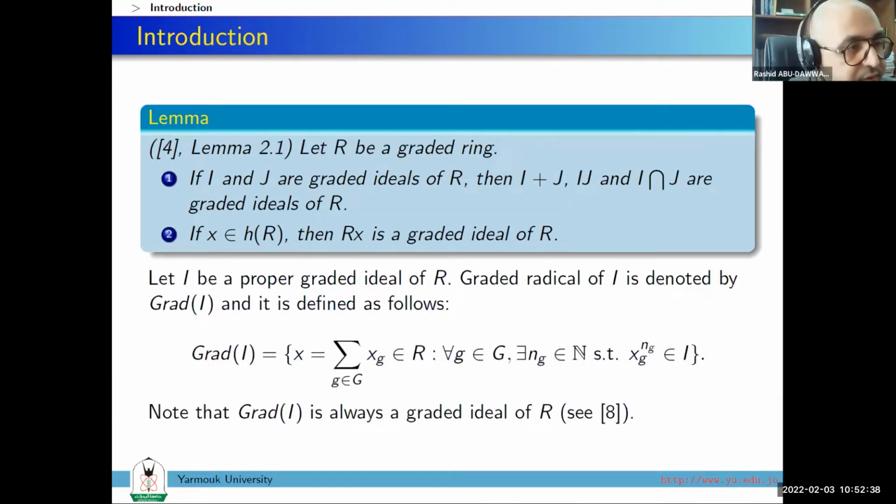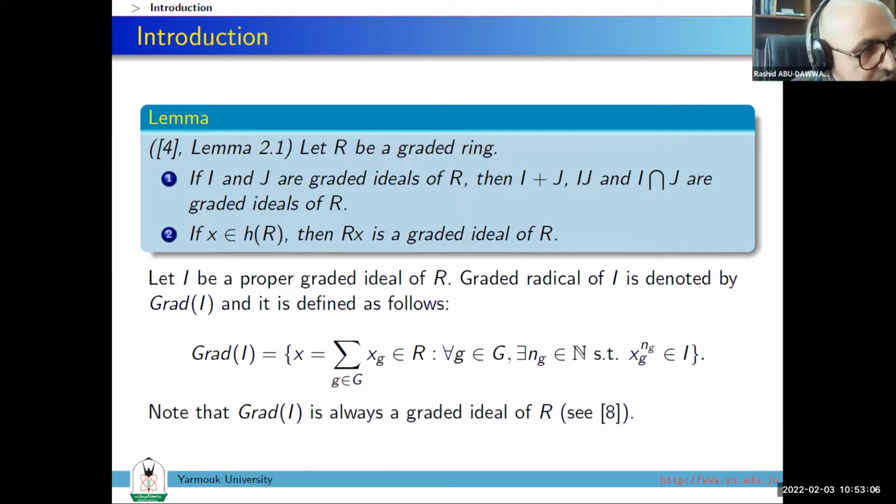In fact, if we have two graded ideals, then the sum, the product, and the intersection of them will be graded ideals. This is proved in reference 4. And another result: if we take a homogeneous element, then every ideal generated by this element will be graded. And this is an important one, in fact, because this is the easy way to construct a graded ideal.